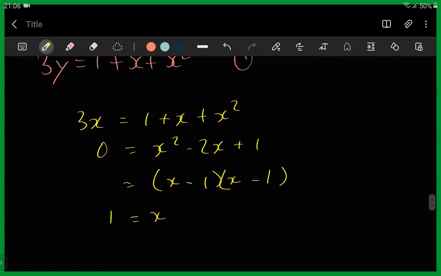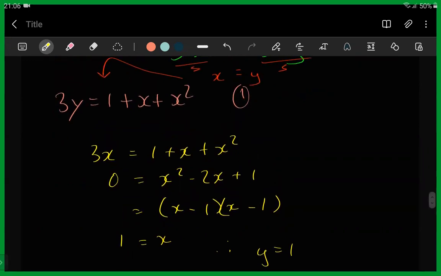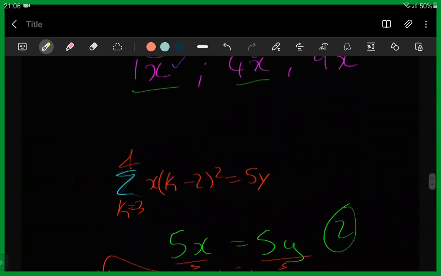So if x is 1, it means y is also 1. Can you just check the back of the book for this answer, so that we can see if it balances this equation? If this is 1, this is like 1 squared, which is 1, plus 1, which is 2, plus 1, which is 3. 1 times 3 is 3. Okay, just check the back of the book for what they had.